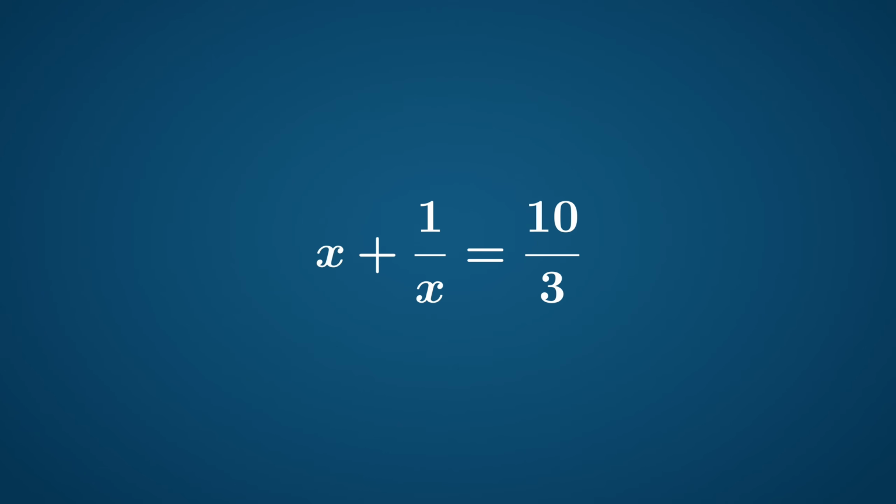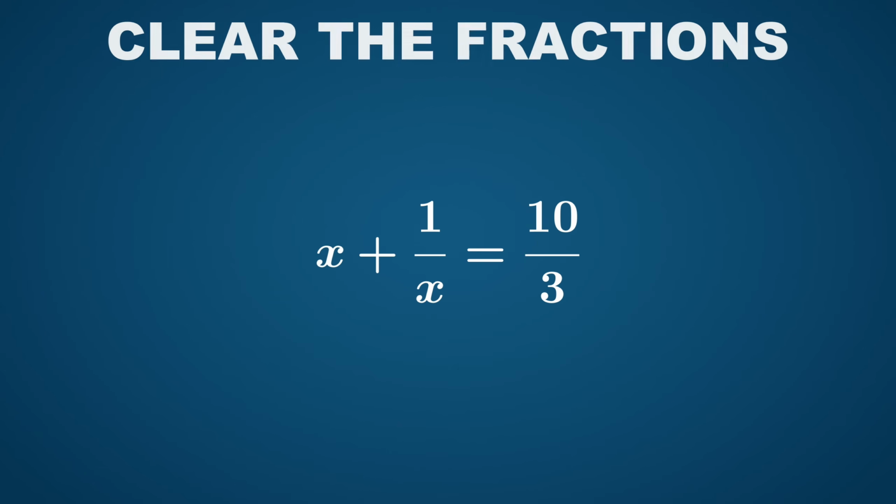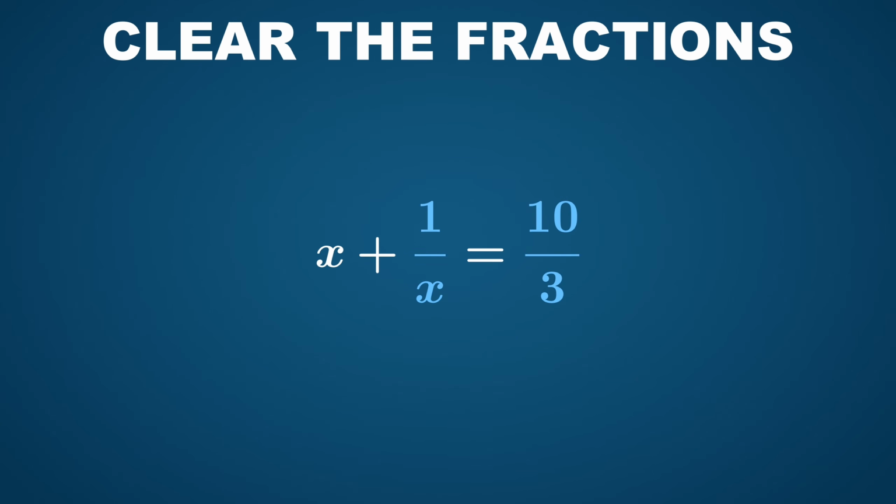Here is today's problem. The equation is x plus 1 over x equals 10 over 3. We want to find the exact numerical values for the variable x. The equation contains two separate fractions at the very start.